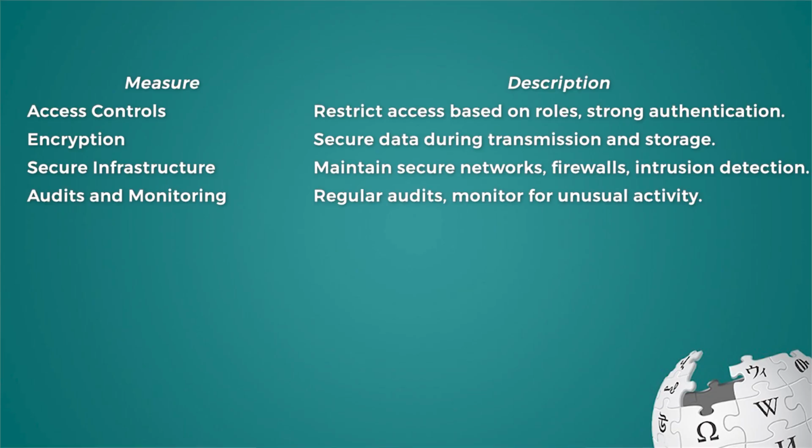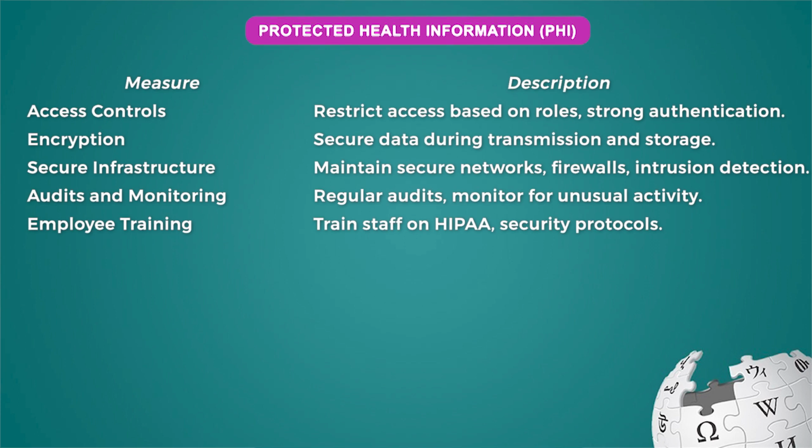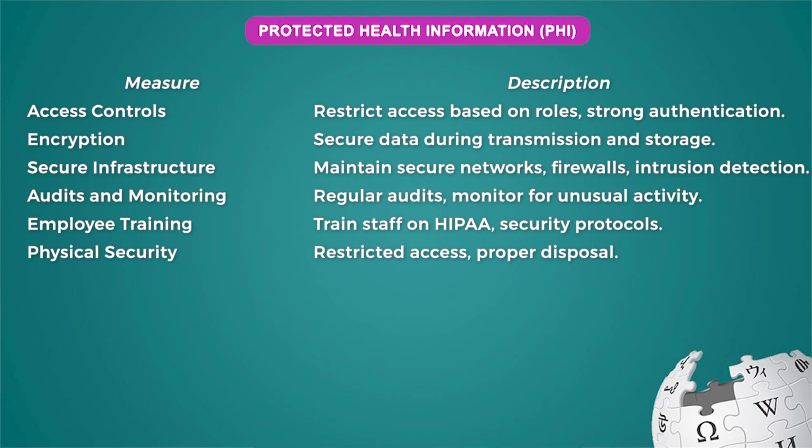Next point says regular audit and monitoring. Conduct regular security audits, track system activity and monitor for unusual behavior to detect and respond to potential breaches. Next point, employee training. Train staff on HIPAA regulation, security protocol and proper handling of PHI to reduce human error and breaches. Physical security. It says ensure physical security measures like restricted access areas, security cameras and proper disposal of physical documents containing PHI.